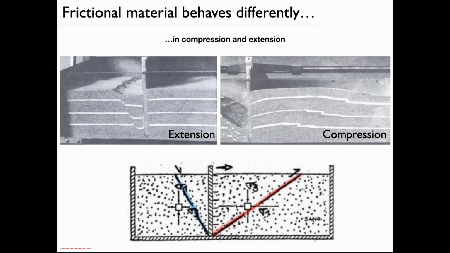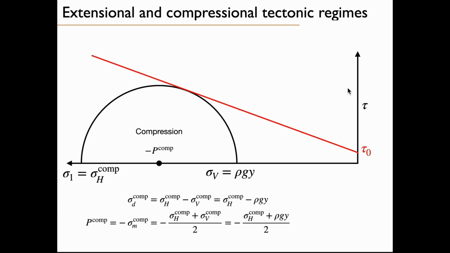So this very basic experiment is a very nice demonstration of the different behaviors of the material under compression and extension. So it's very important to note that frictional material such as sand or crustal materials will behave differently in extension and compression. So why are extensional and compressional tectonic regimes so different? Let's go back to the Mohr circle and the Byerlee's law.